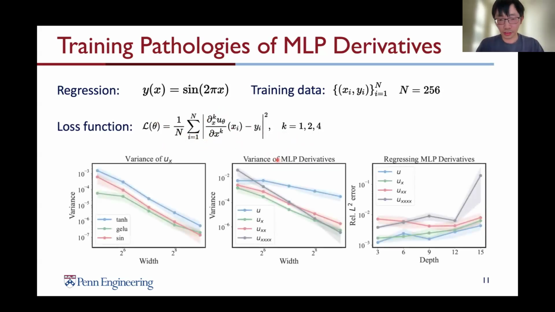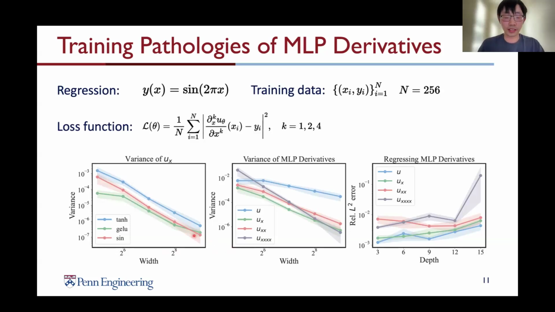So these are the results. Starting from the left, this shows what happens at initialization. Here is the variance of the first order derivatives at initialization. You can see that for different activation functions, we get smaller and smaller variance for wider and wider networks.